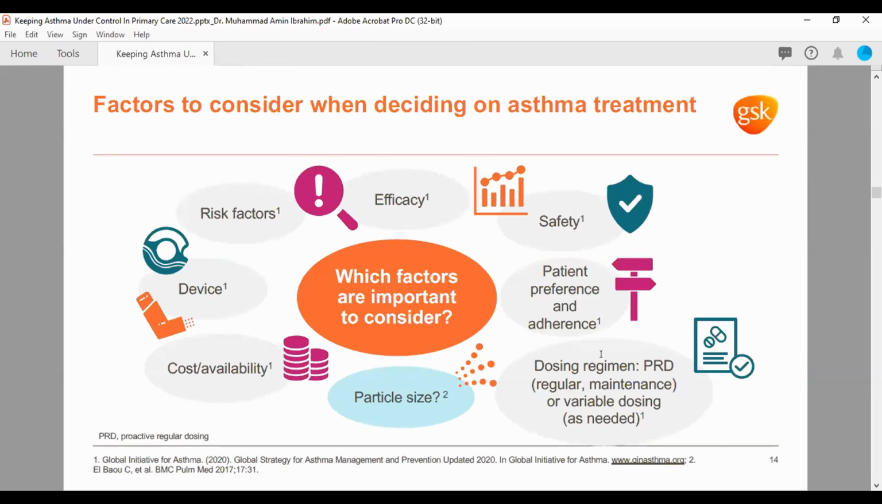Particle size, now we have extra fine particle. Does it translate to better control in terms of asthma patients? Cost and availability, I think this is the most important question, especially when you are practicing in the klinik kesihatan. To give all your patients formoterol-ICS combination as preventer and reliever medication is not a widely available option. You have quota, you have limits to give these patients the desired inhaler.